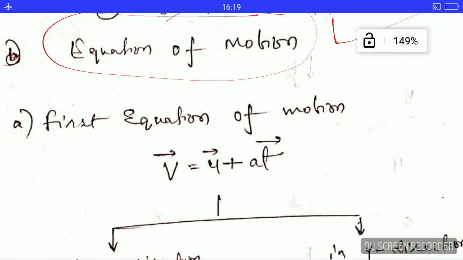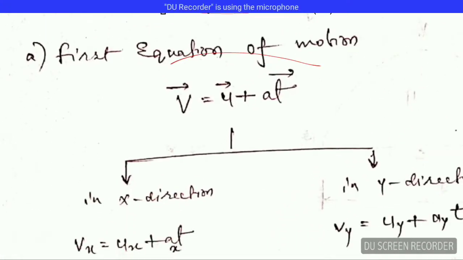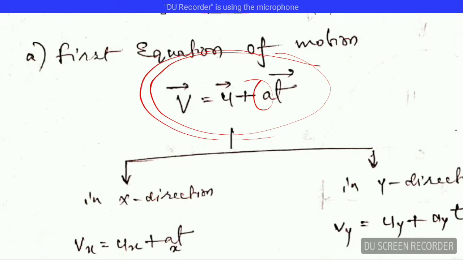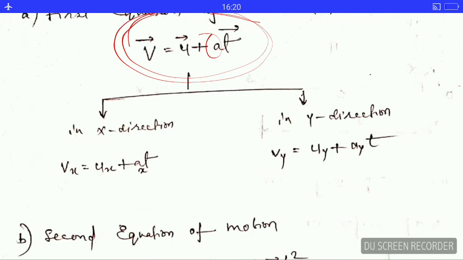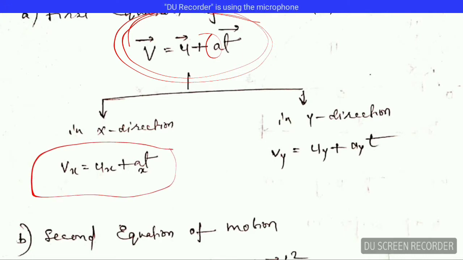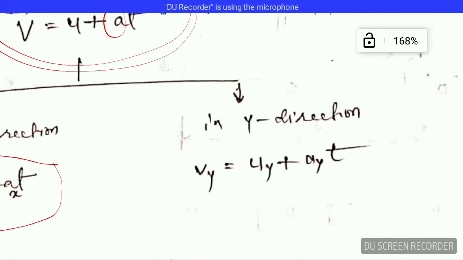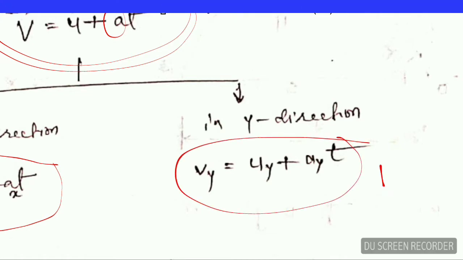Okay, so the first equation of motion is v equals u plus at. Here v, u, and this a are also vectors. Okay, so these all are vector quantities. So I am writing this equation of motion in the x component as well as in the y component. So in the x direction, we will take only the x component, and in the y direction we will take only the y components. So the equation of motion in the y direction will be like this.